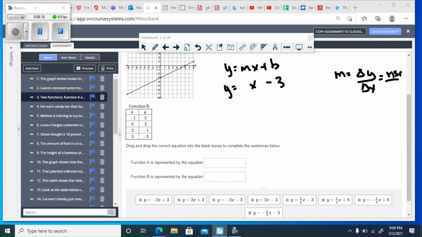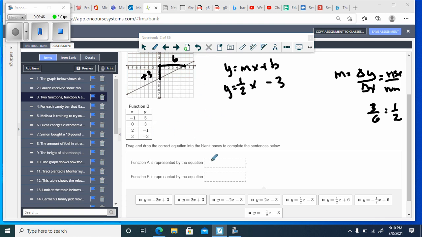Rise over run. Okay, so let's find 2 points. Here's 2 points. And let's draw a right triangle. I'm going up 1, 2, 3. So up 3 and over 1, 2, 3, 4, 5, 6, and over 6. So my rise over my run is 3 over 6. You reduce that, that's 1 over 2. My slope is 1 over 2. It's positive because it's going up.